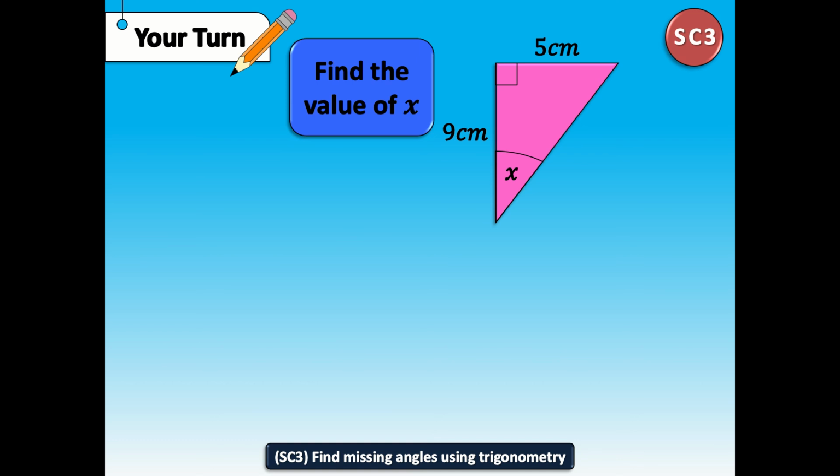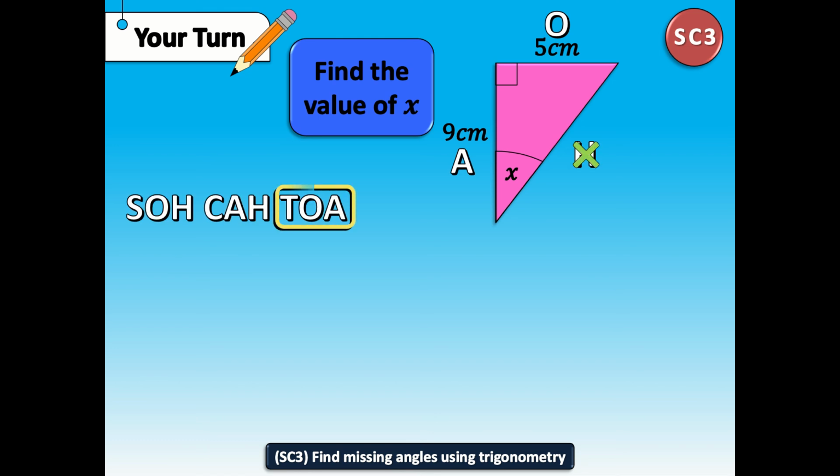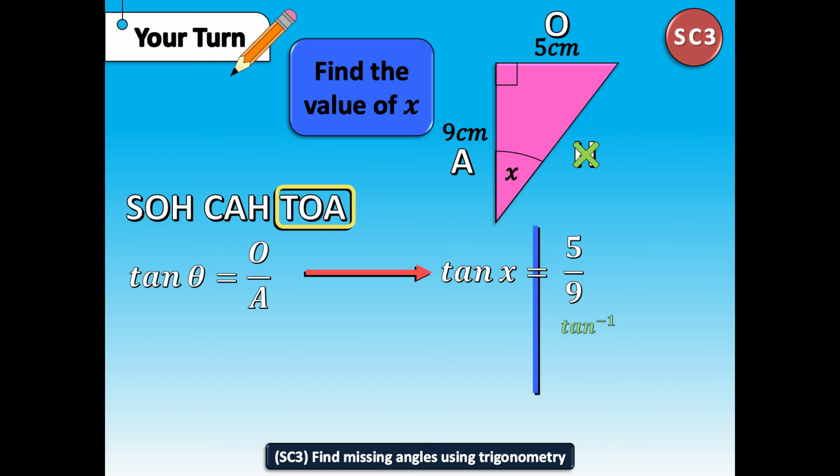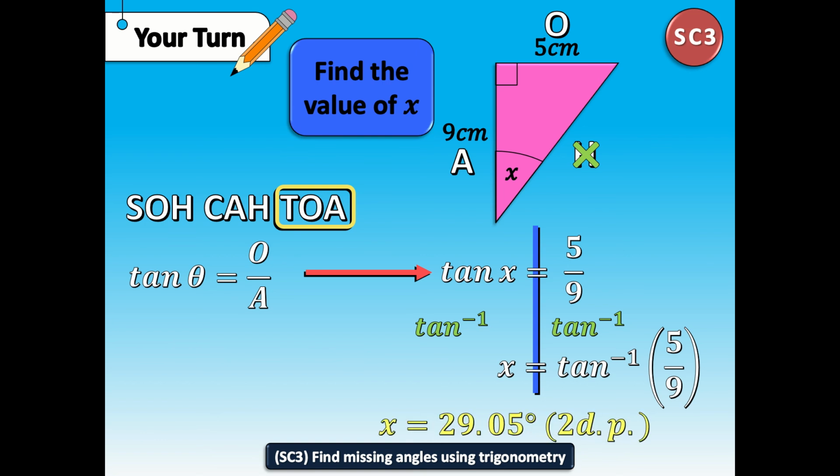So let's see what we should have done for this question. First of all, label up your triangle. There's H, there's O, and there's A. So I'm given O and A, which means I need to look at TOA. So that's tan theta equals opposite over adjacent, which means tan x equals 5 over 9. So I need to get tan to the minus 1 of 5 over 9. So on my calculator, I press shift and then tan, and then 5 over 9 as a fraction. And I should get x equals 29.05 to 2 decimal places.